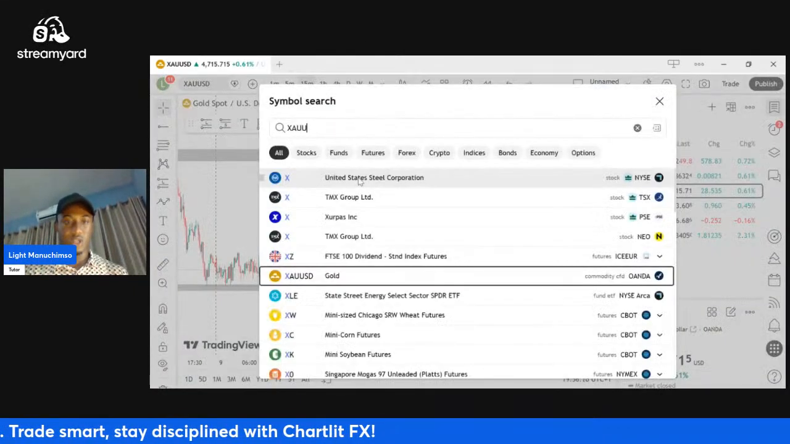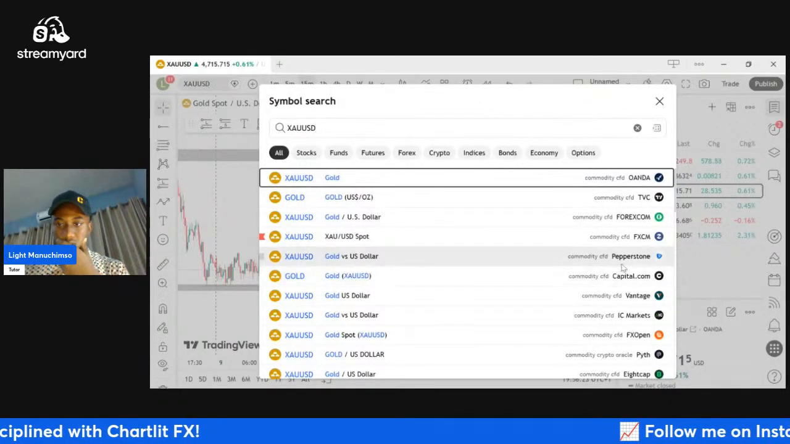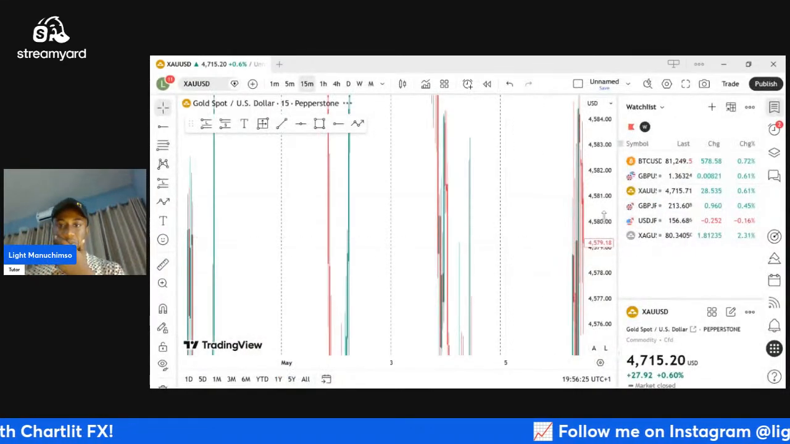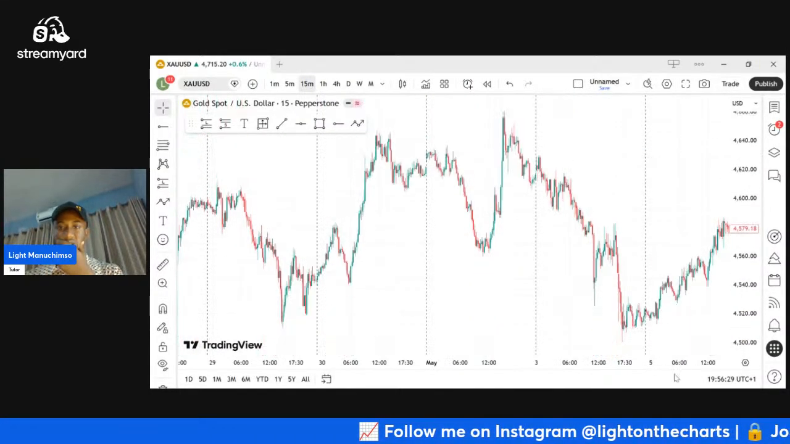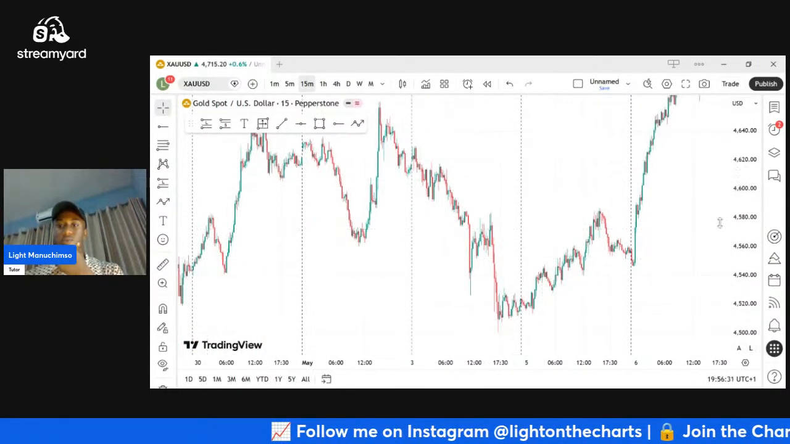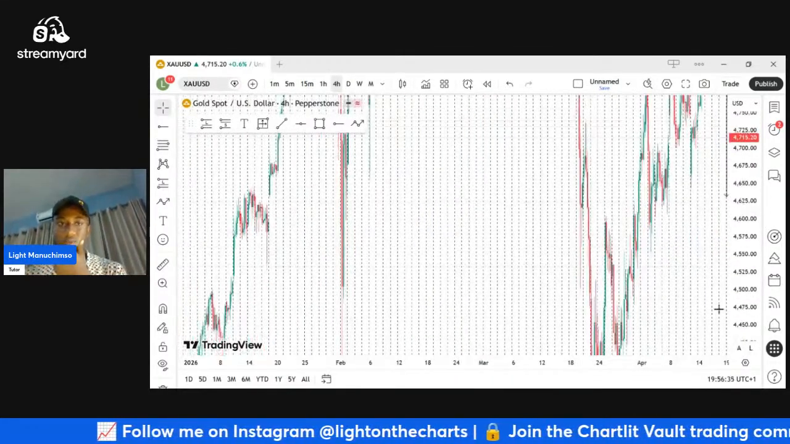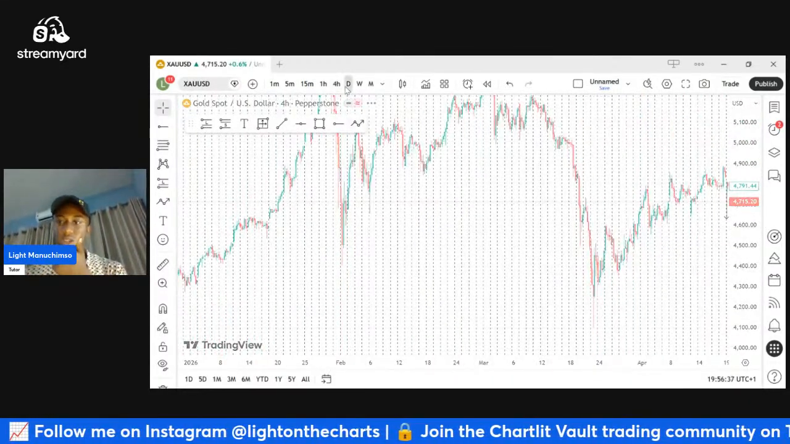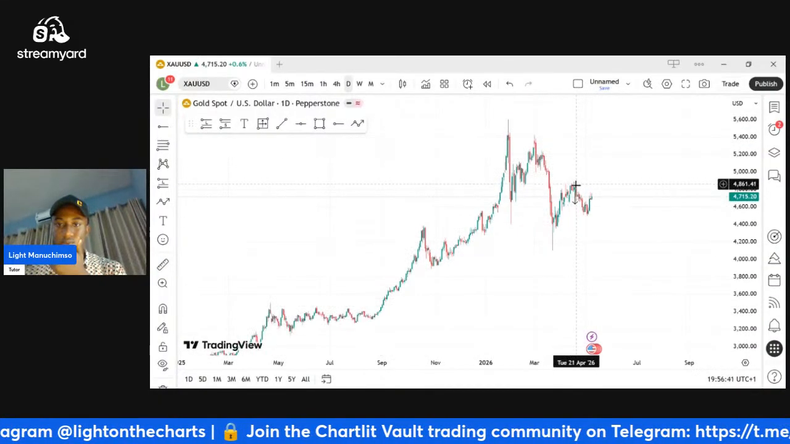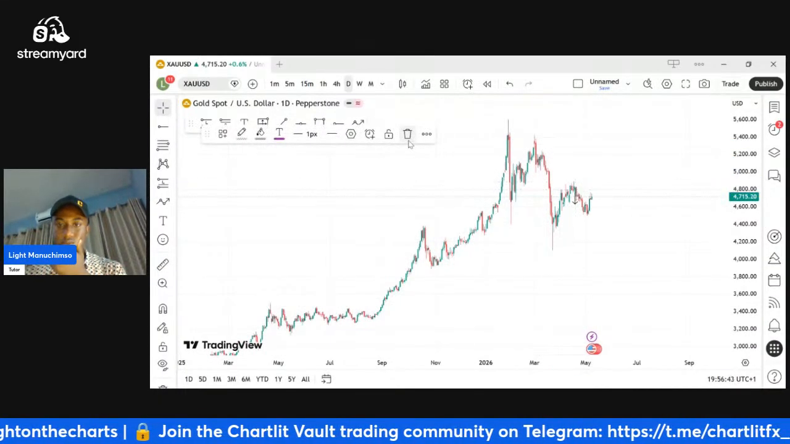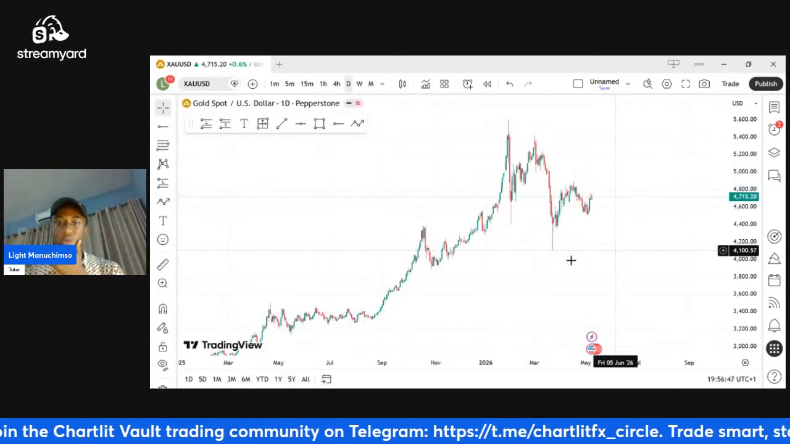Okay, XAUUSD, let me use a clean chart. Which one would I use? Okay, I think this chart is clean. Yeah. So what am I expecting on XAUUSD for this week? Let's go to the daily. Let's see what's happening on the daily.